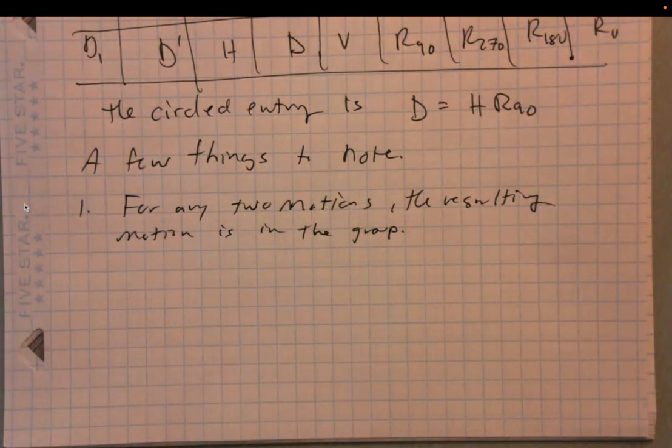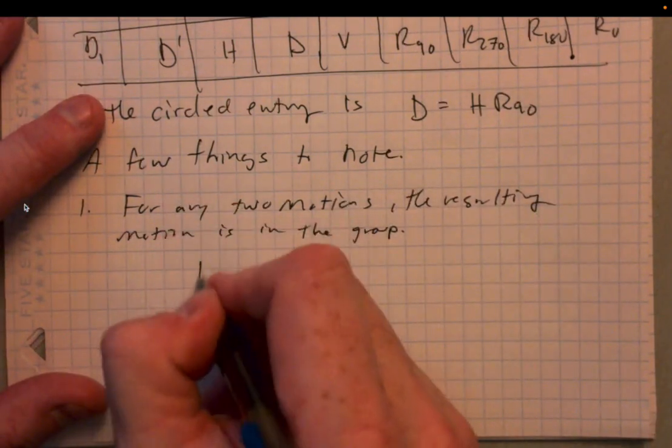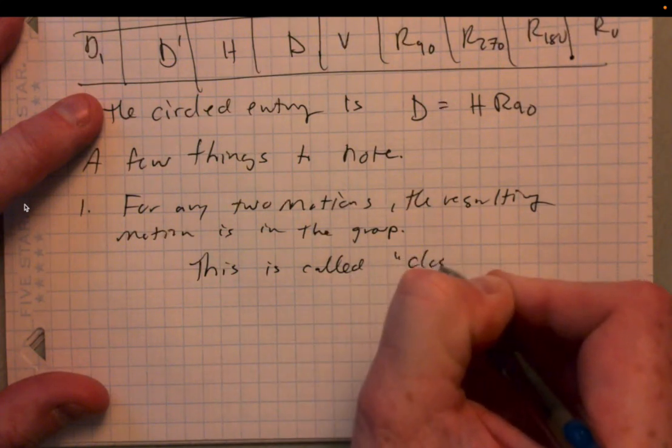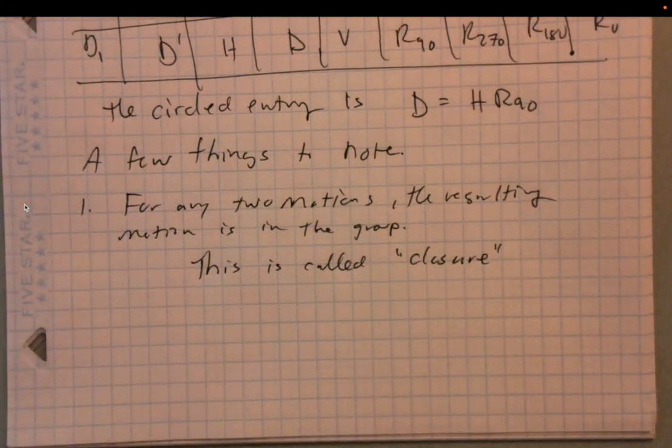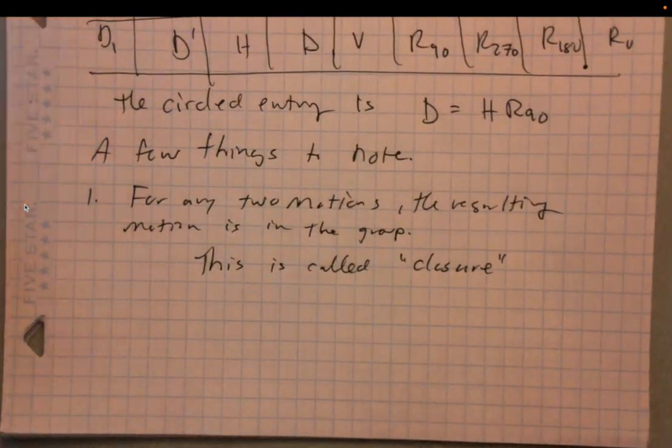Okay, so the resulting motion is in the group. And what we mean by that is that any 2 motions composed will give you a third motion that is one of the original 8. This is a very important property of groups. This is called closure, and we'll see that it's part of the definition of a group, that it must be closed.